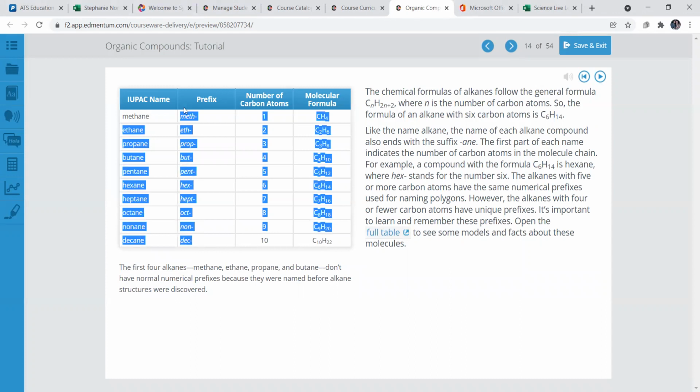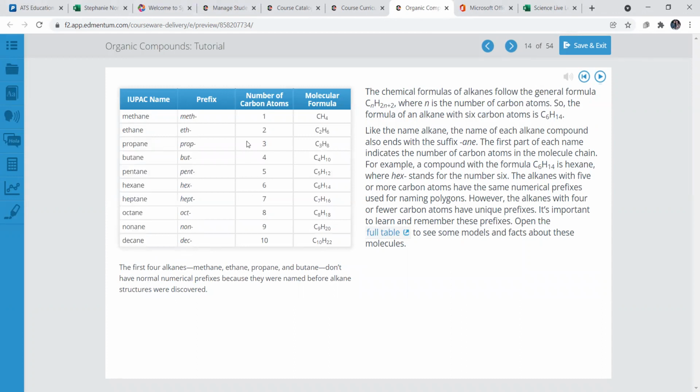So as you can see, the prefix keeps going. It looks different as you go on because the number of carbon atoms goes up from 1, 2, 3, all the way to 10. And then as you can see here, here's the molecular formula. You have C representing 1 carbon, and then it goes all the way up to 10. And then the hydrogen atoms increase as well.